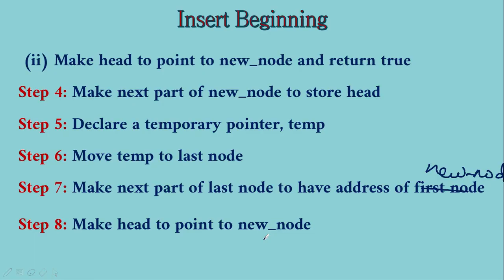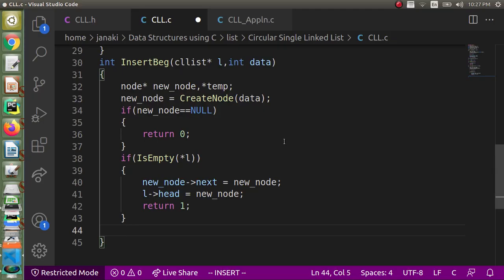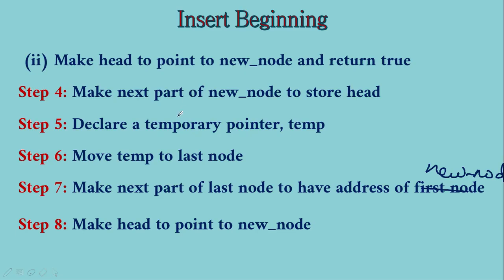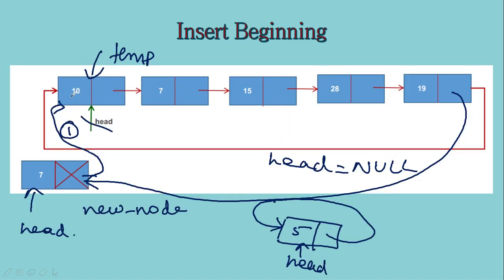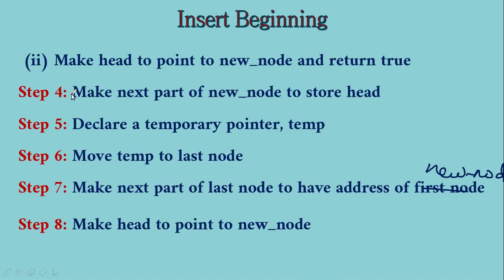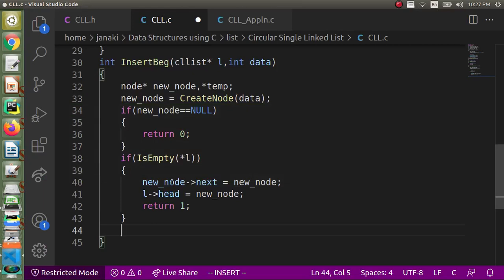Sorry, you have to create a temporary pointer, and then we have to move. I think one extra step is there. We will make the temporary pointer. Before that, you have to make the next part of the new node. That is step number 1, which is given as step number 4 here. So I have to write new node next is equal to head.